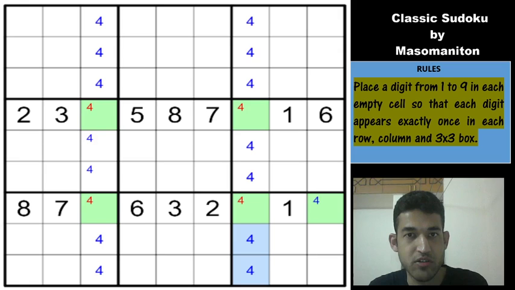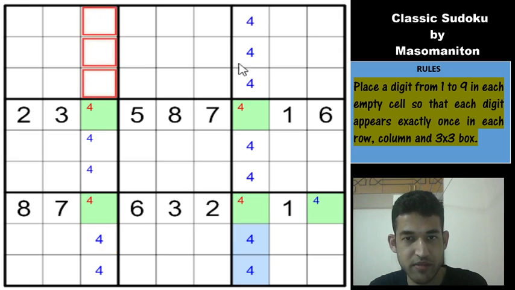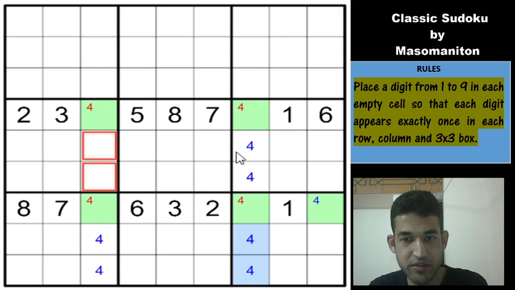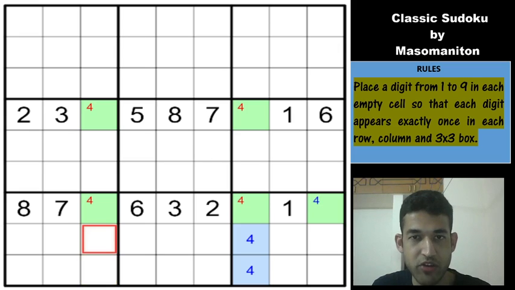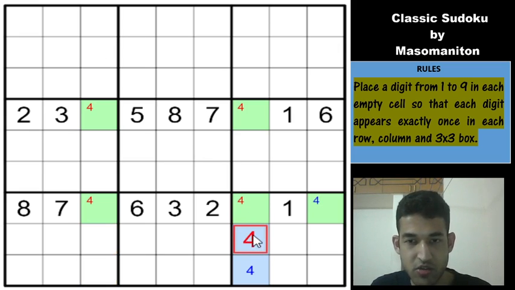Okay, so I'll remove the pencil marks from there. Now it is easy to see why these 4s must be eliminated, because if I have a 4 in any of these cells, let's say I have a 4 here, right? I'll use a different digit. So what happens? I remove the 4 from these two cells, I get the 4 here.